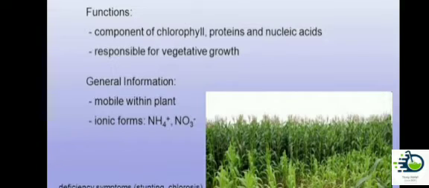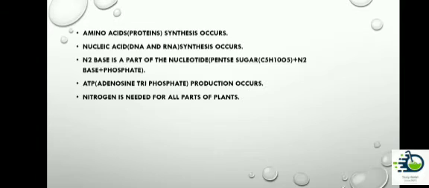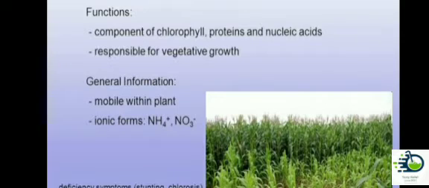General information, there are two forms mainly: ammonium and nitrate, and also nitrite. In examination they will ask you to write nitrate, nitrite and ammonium in decreasing order. That means first nitrate, then ammonium, then nitrite.